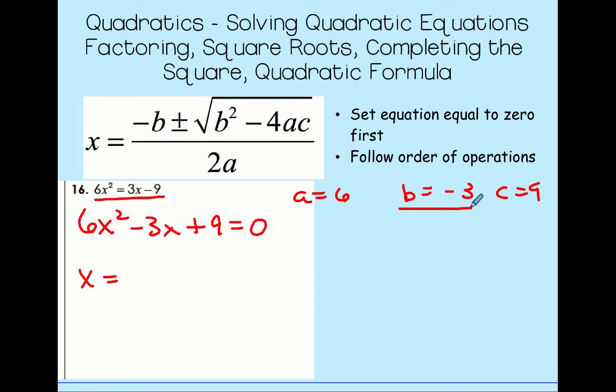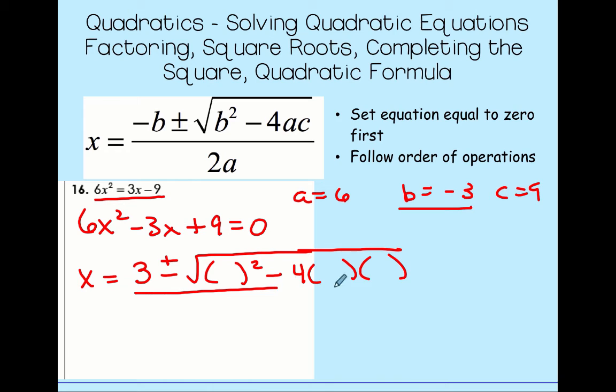So if b is negative 3, the opposite of it is a positive 3. Plus or minus the square root of b squared minus 4 times a times c, all over 2 times a. And now I'm going to substitute those numbers in. So I have negative 3 for b squared, and then I have 4 times 6, which is a, and times 9, which is c, all over 2 times a, which is 6.